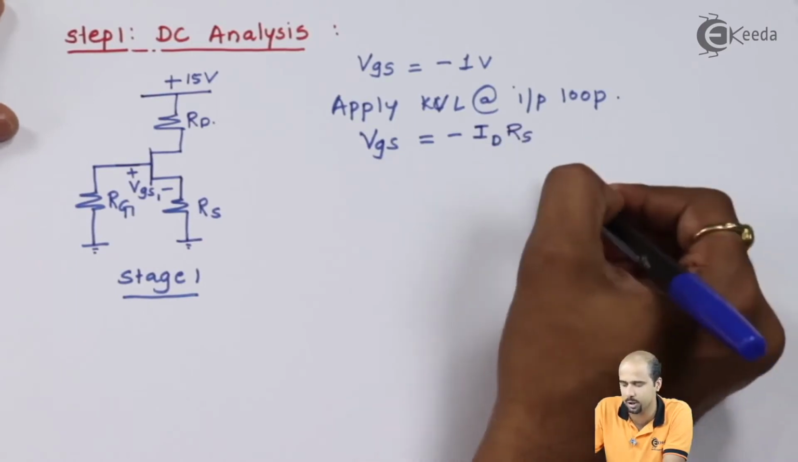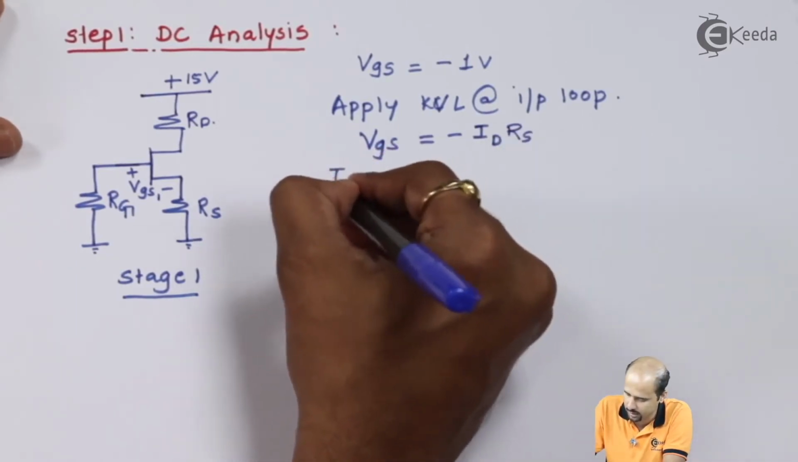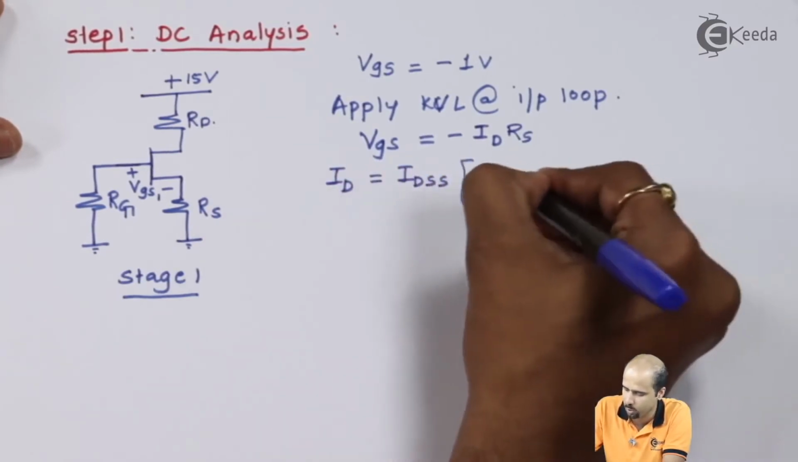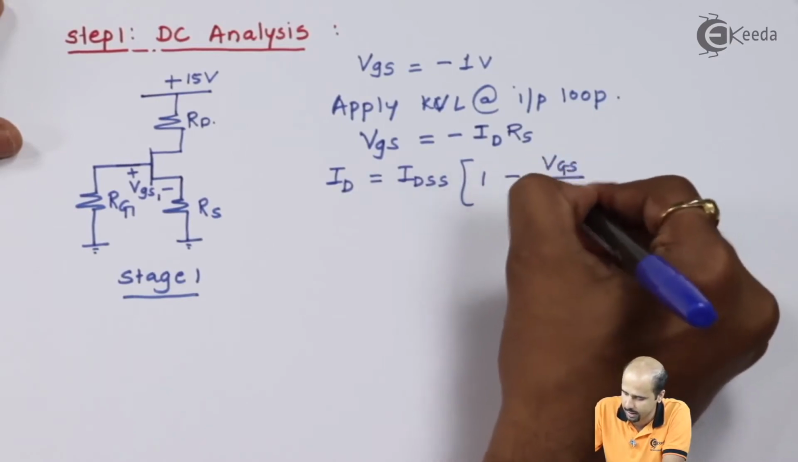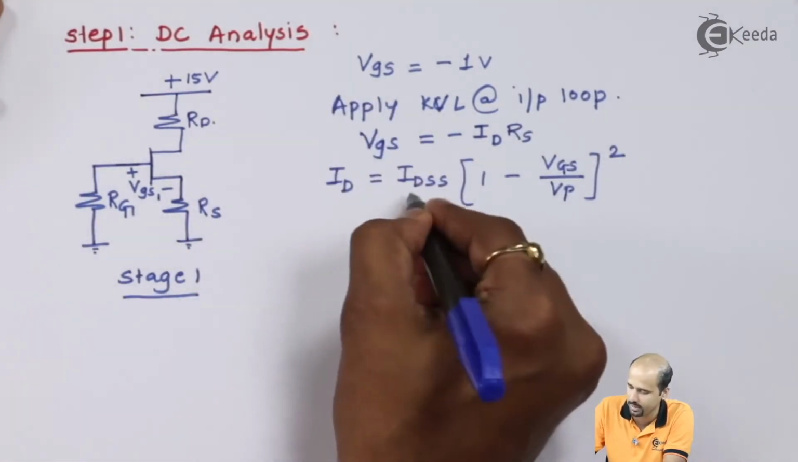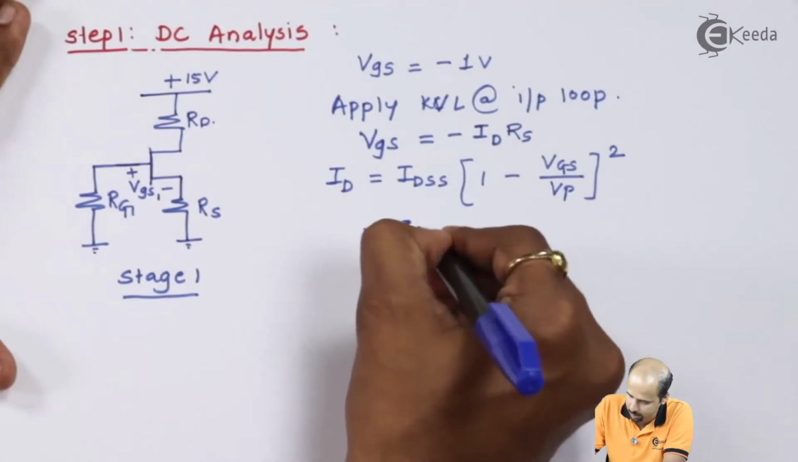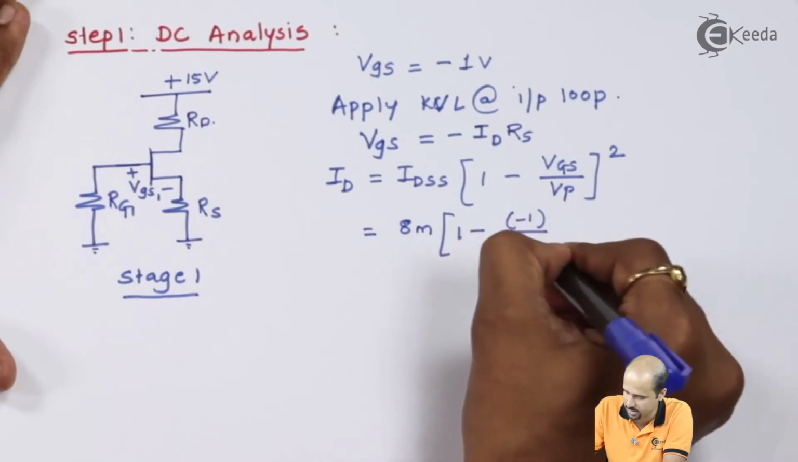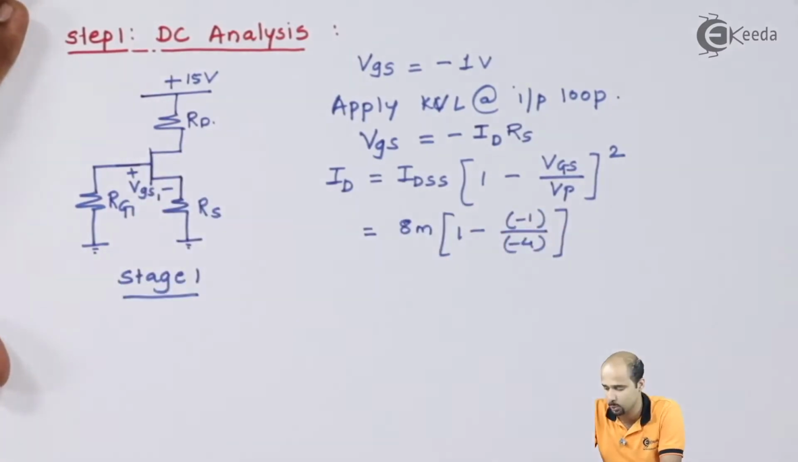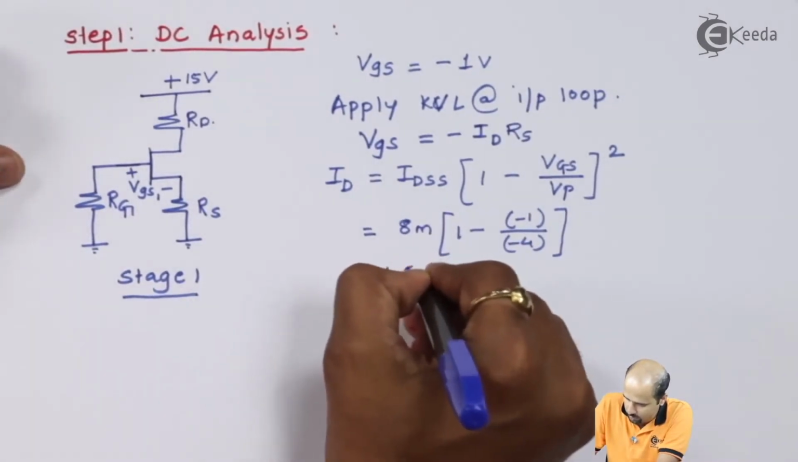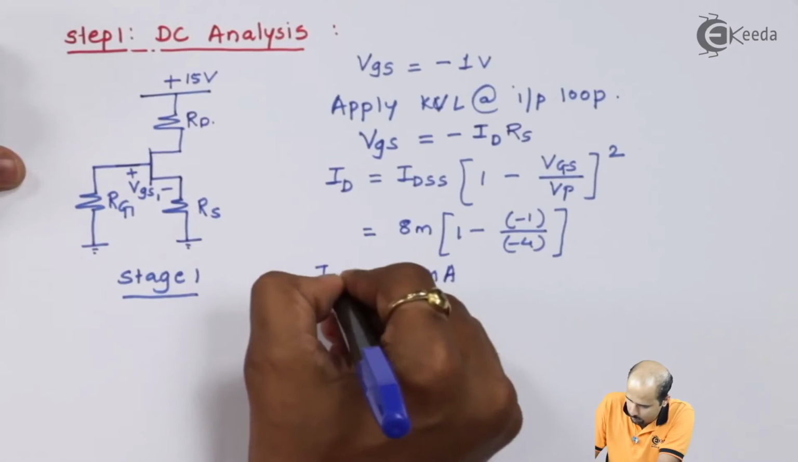But I don't know the value of ID. So first of all, we have to calculate the value of ID from the formula itself. ID is equal to IDSS multiplied by (1 minus VGS divided by VP) the whole square. In this Shockley equation, IDSS is given as 8 milliampere, VGS is given as -1, and VP is given as -4. From that we'll get the value of ID as 4.5 milliampere.